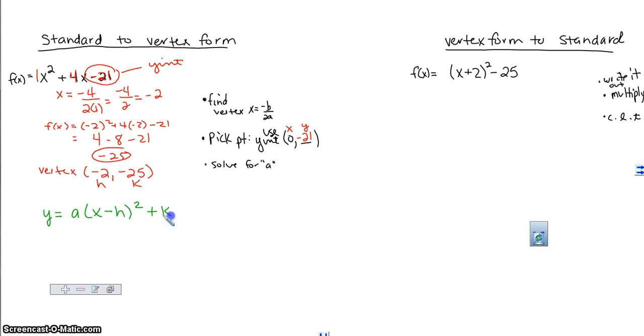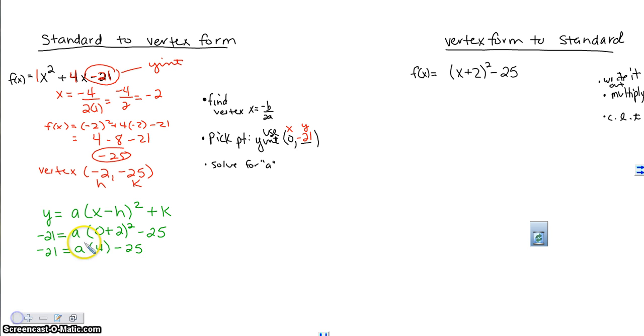Vertex form. So y is now going to be negative 21 equals, we don't know a. X is going to be 0. I'm getting it from here. Minus h, so minus a negative 2. Same as adding. Plus my k, negative 25. So I'm just going to write that as minus 25. And then I'm going to solve for a. So this would give me 0 plus 2 is 2. 2 squared is 4.